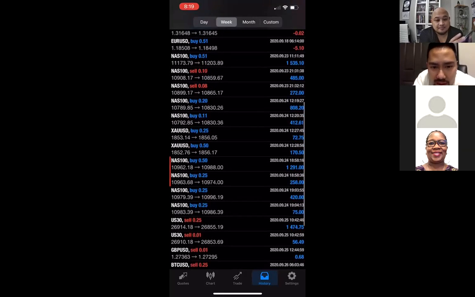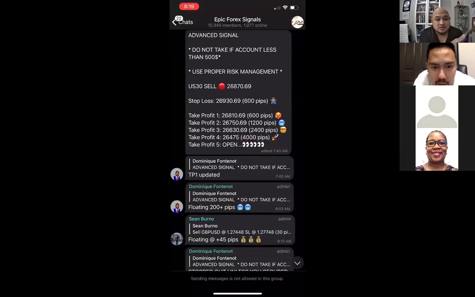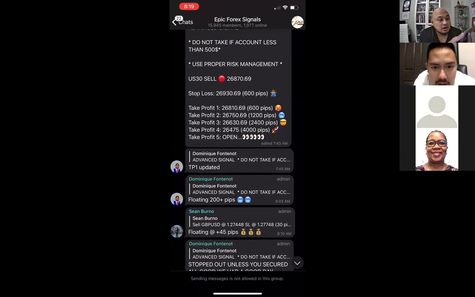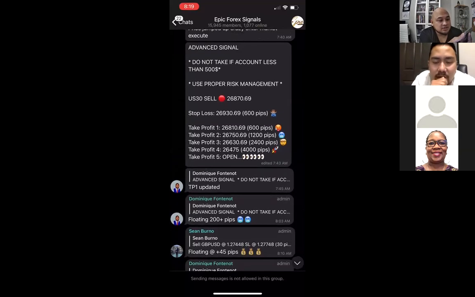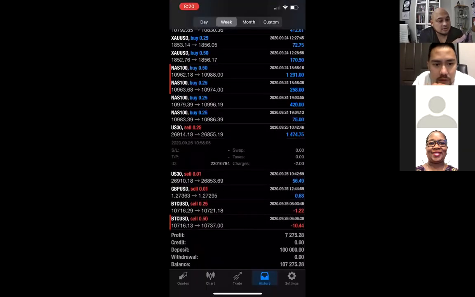Show them what trade we did on that one. Show them the blue on this one. Yes, so we did enter on this market. Show them how much you made. So this one is US 30. This is the one that I made, at 26914. You guys see my screen right in the middle? US 30 sell 0.25.